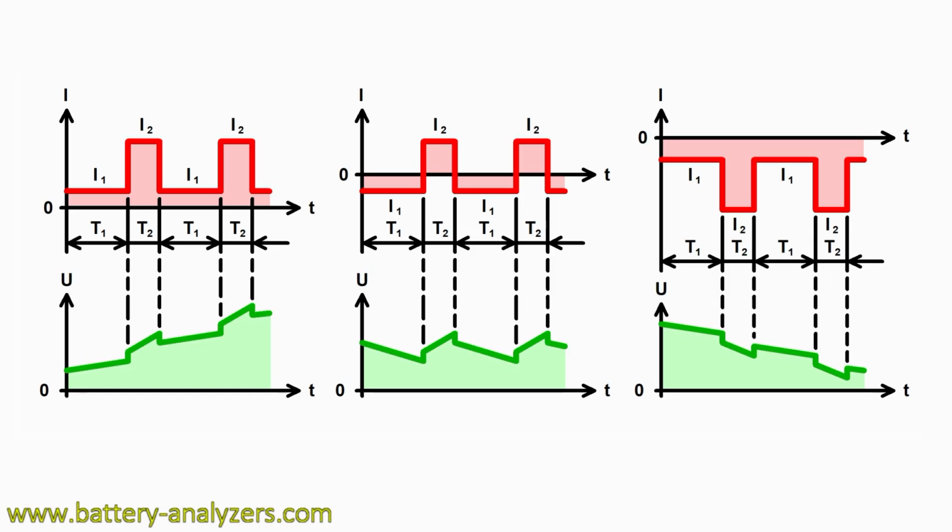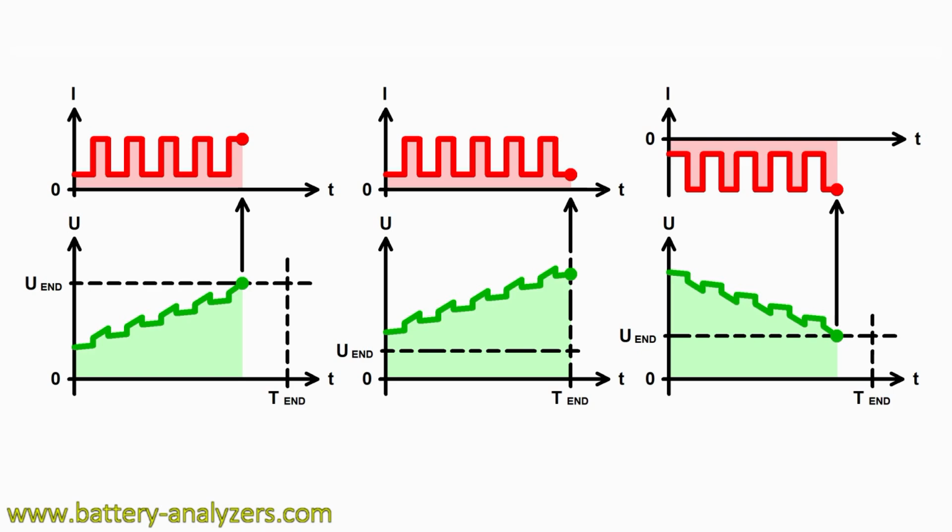At the step of current pulses, the analyzer supplies alternating current pulses of the set value I1 and I2 through the battery under test, with the current I1 being supplied for a given time t1 and the current I2 being supplied for a given time t2. The current I1 as well as the current I2 can be either positive, that is a charge current, or negative, that is a discharge current. In any combination, the mode will be terminated when the specified voltage is reached or after the specified duration of the mode.